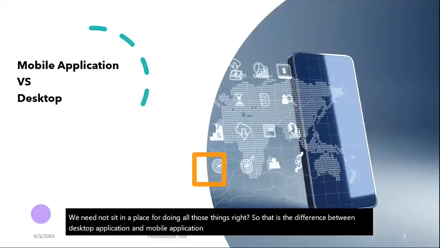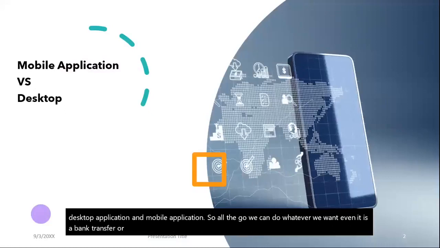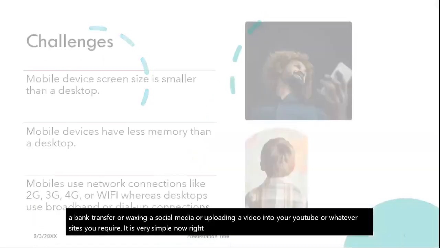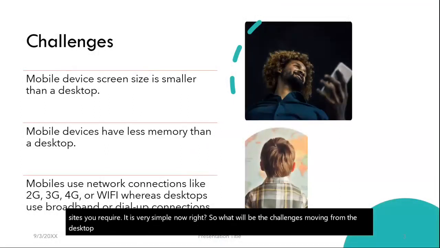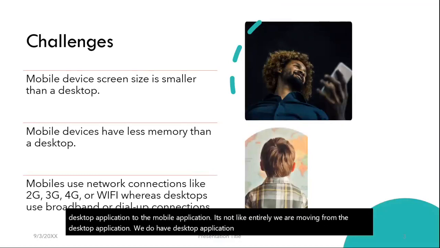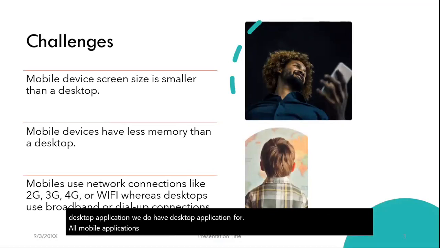On the go, we can do whatever we want, even a bank transfer, accessing social media, or uploading a video to YouTube or whatever sites you require. It is very simple now. So what will be the challenges moving from the desktop application to the mobile application? It's not like we are moving entirely away from the desktop application. We do have desktop applications for all the mobile applications we have. So what will be the challenges to check?